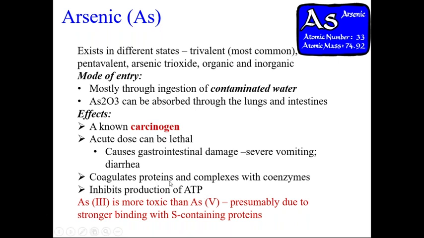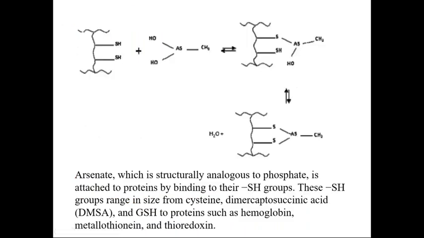It coagulates proteins and complexes with coenzymes. So therefore, it doesn't allow the metabolic pathways to proceed. It inhibits the production of ATP, and arsenic 3, that is As2O3, arsenic in the 3 plus form, is more toxic than arsenic in the plus 5 form, presumably due to stronger binding with the sulfur containing proteins. So this is how arsenic causes the toxicity or mode of action.